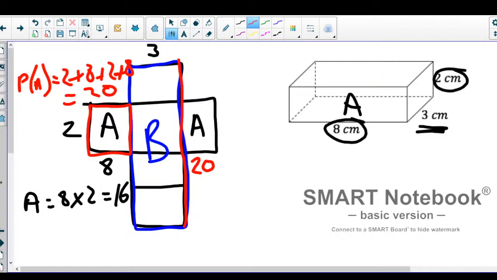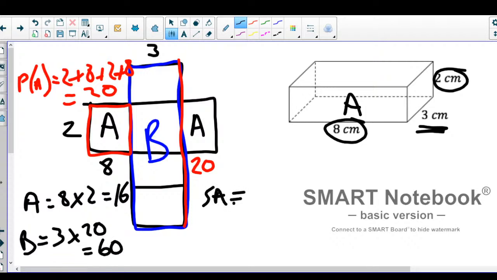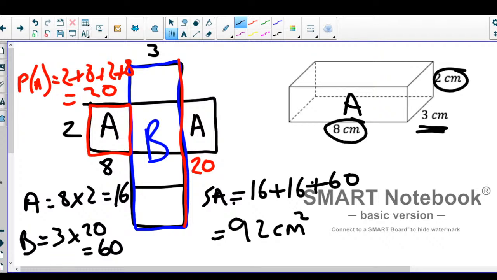So the area of B, so B is just that width there, or base we might call it, is 3. The height there is 20. So what I've got is 3 times 20 is 60. Now my surface area is just 2 lots of A, which are 16 plus 16, plus my B, which is 60. Well, 16 and 16 is 32, plus 60 is 92. So I've got 92 centimetre squares. Okay, nice and easy. Very formulaic, very similar the whole time.